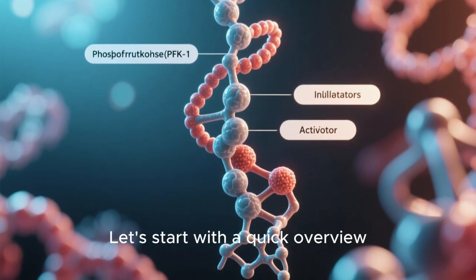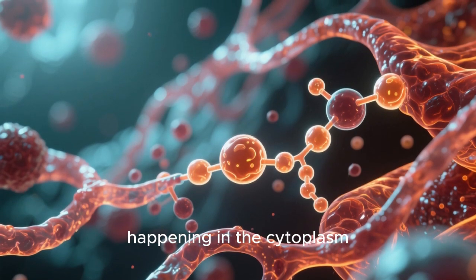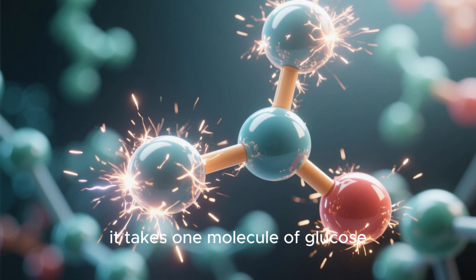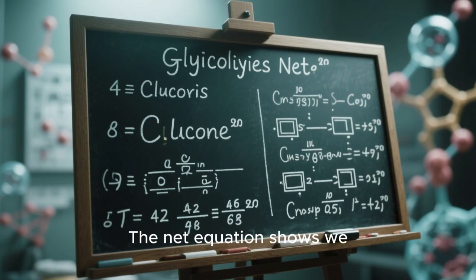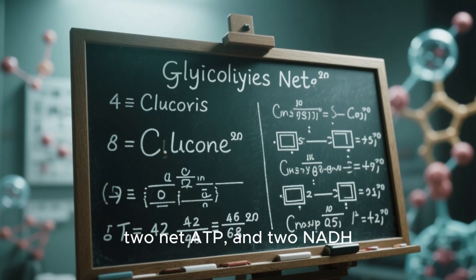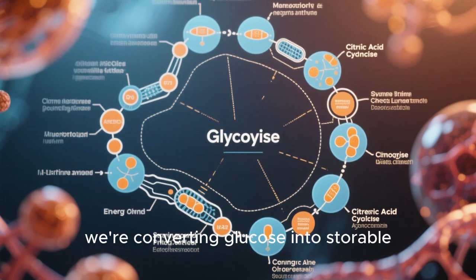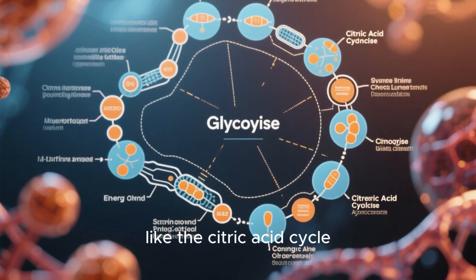Let's start with a quick overview. Glycolysis is an irreversible process happening in the cytoplasm. In a nutshell, it takes one molecule of glucose and breaks it down into two molecules of pyruvate. The net equation shows we start with glucose and end up with two pyruvates, two net ATP, and two NADH. Essentially, we're converting glucose into storable, usable products for other pathways, like the citric acid cycle.